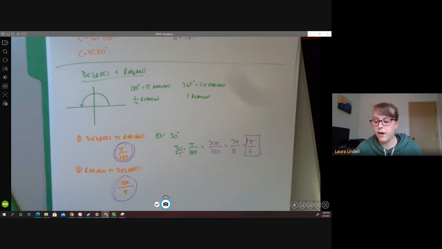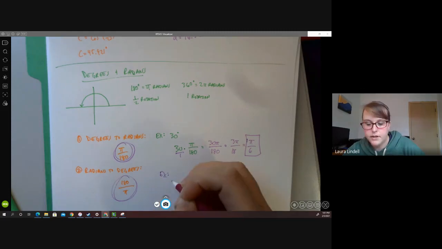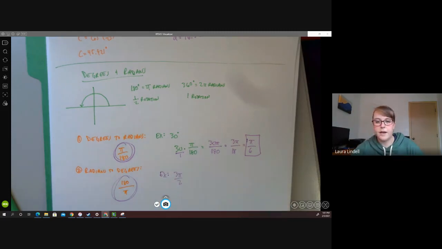And then if simplifying fractions isn't your jam, I'll show you a couple different tricks we can use with calculators and things so that that's not what's tripping us up. But anyway, then we'll do one with radians to degrees. So let's do, we're going to take 3 pi over 2, and we're going to convert that into degrees.